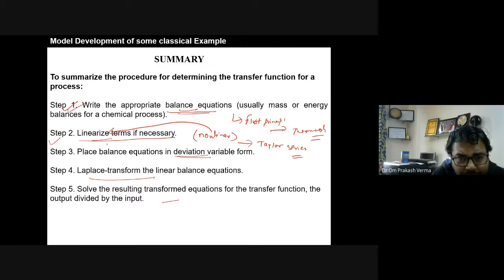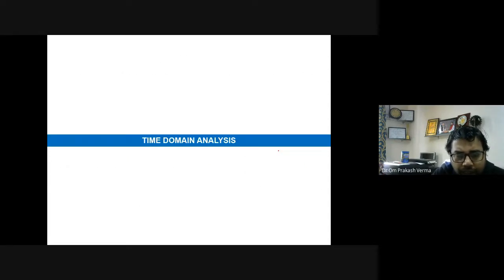Now, if the system is non-linear, then you have to linearize it with the help of Taylor series. One of the basic tools. We have already seen 1 or 2 examples. In the CSTR, we will see one more example. Okay, so this is the first.